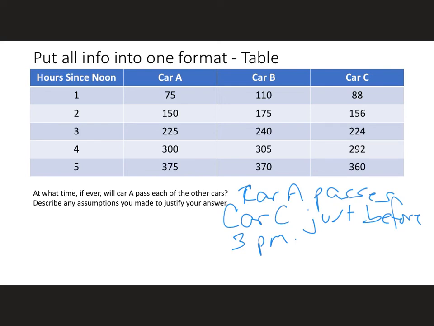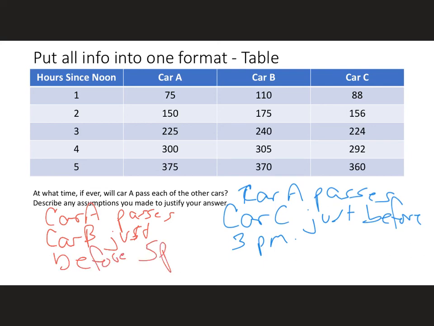Now let's look at when we might pass car B. So again, I'm comparing. So I'm still behind them at hour 4, but at hour 5, I have passed them. So I would write car A passes car B just before 5 p.m. Because remember, these are hours afternoon.